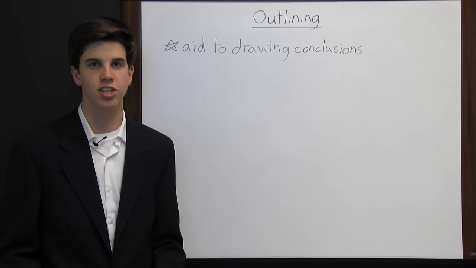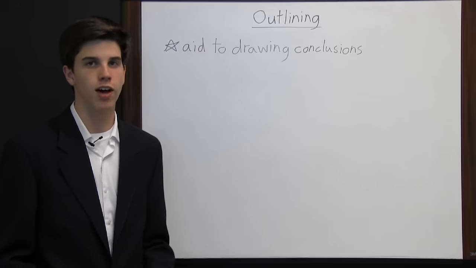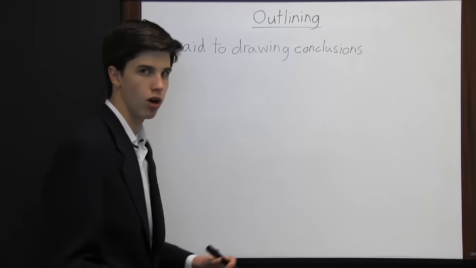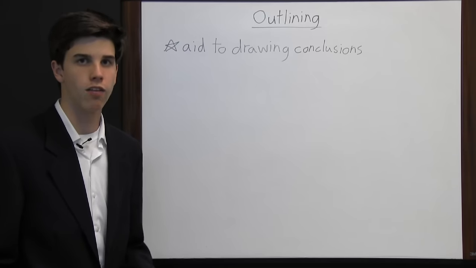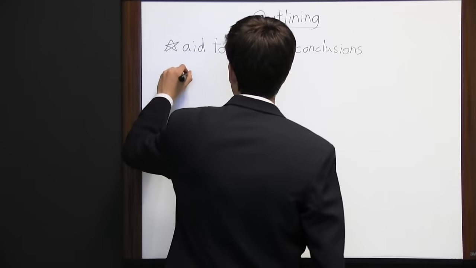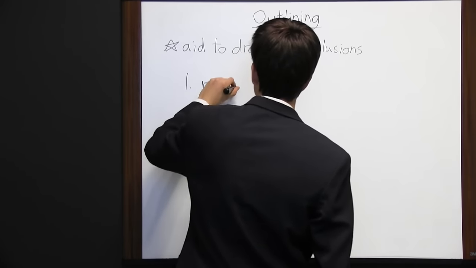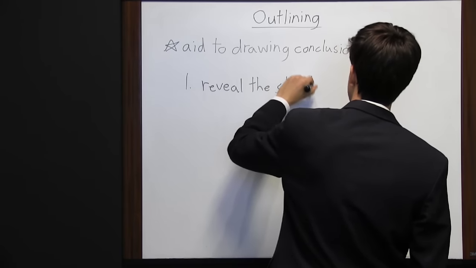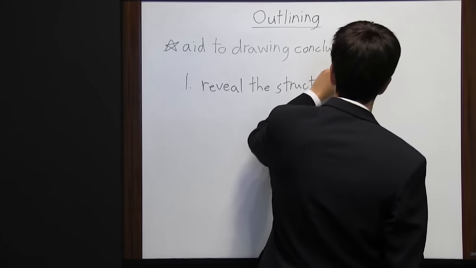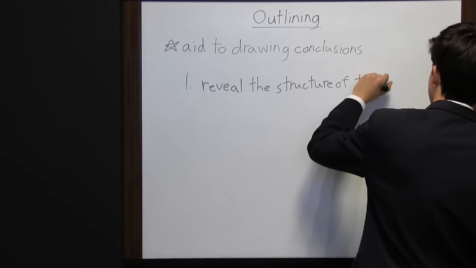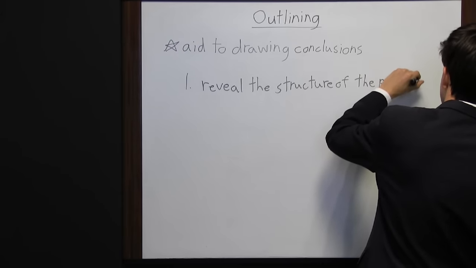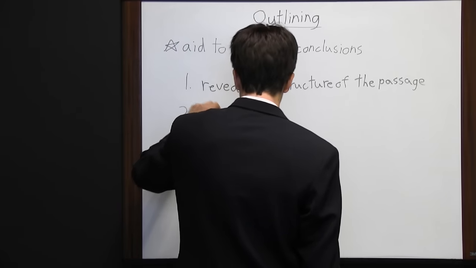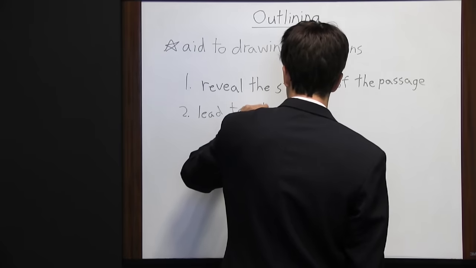Sometimes after reading a passage, it can be helpful to write an outline. And outlining is helpful because it aids in the drawing of conclusions. So overall, an outline should accomplish two things. It should reveal the structure of the passage, and two, like I said earlier, it should lead to solid conclusions.